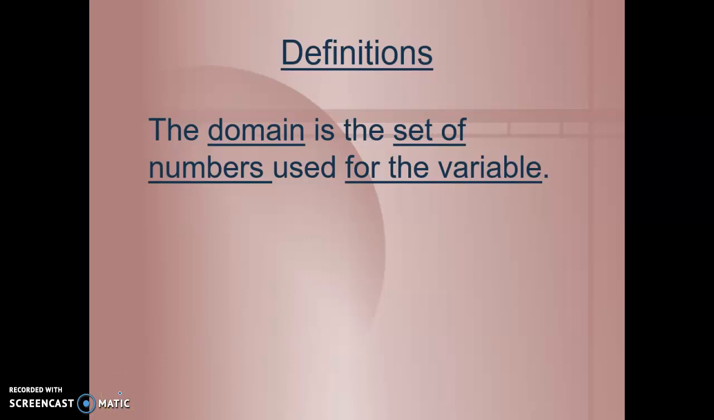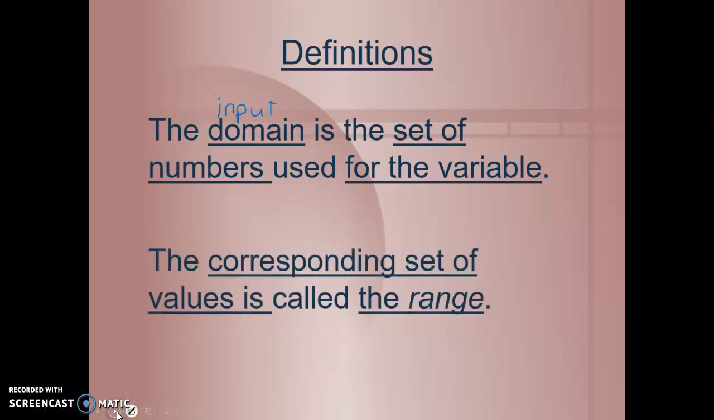The domain is the set of numbers used for the variable. It's our input. It's the number that we're plugging in, also called our input. The corresponding set of values is called the range. So after we plugged in that input and we got a new answer or a different number, we got the range, which is also going to be called our output. Think of it as a machine. You're putting something in and you're getting something different out.